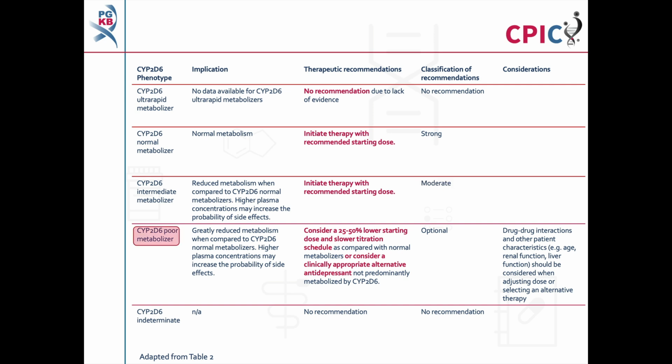Patients with a CYP2D6 poor metabolizer phenotype will have greatly reduced metabolism of fluvoxamine compared to normal metabolizers, and may also have an increased probability of experiencing side effects. A starting dose reduction of 25 to 50% and a slower titration schedule may be considered for these patients. Alternatively, a clinically appropriate antidepressant which is not predominantly metabolized by CYP2D6 may be considered. This is an optional recommendation. Drug-drug interactions and other patient characteristics should be considered when adjusting dose or selecting an alternative therapy. There is no recommendation for patients with a CYP2D6 indeterminate phenotype.